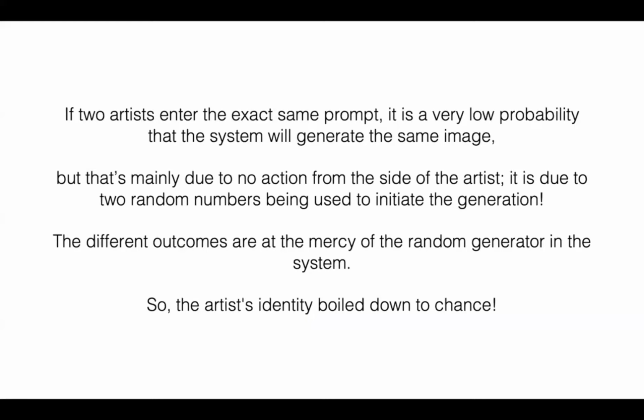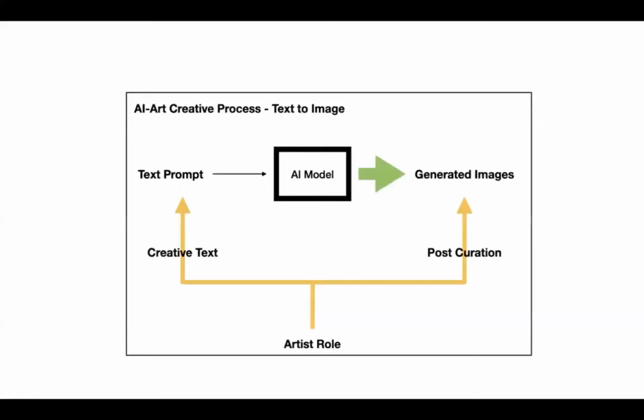These kinds of models, text to image models, really wipe out the artist's identity. The artist's identity is deceivingly hidden in reverse engineering the system to write out a text prompt to generate something interesting. However, at the end, this is mainly mining the system for generation.